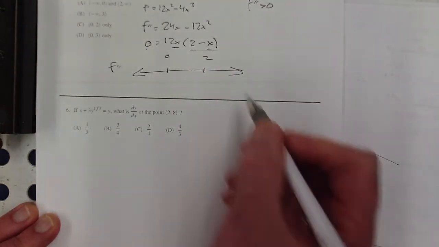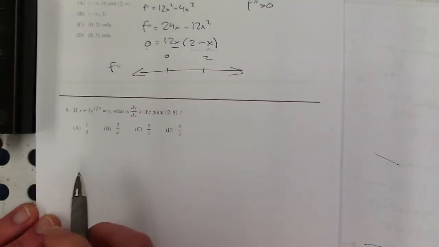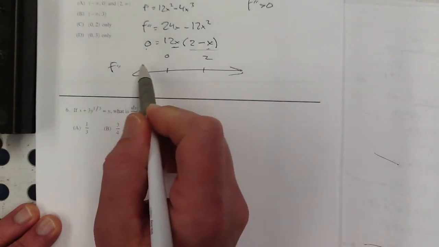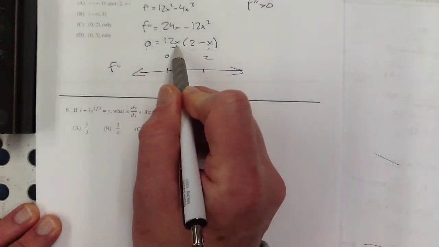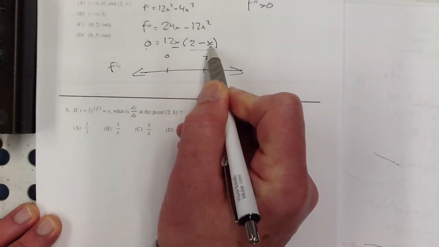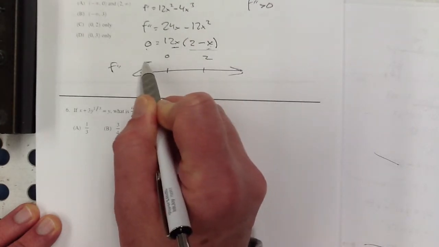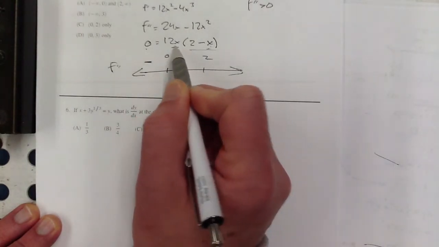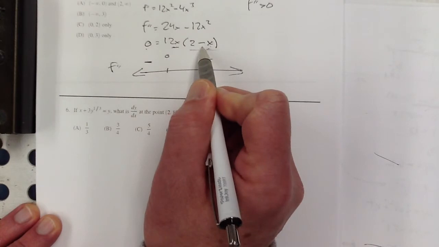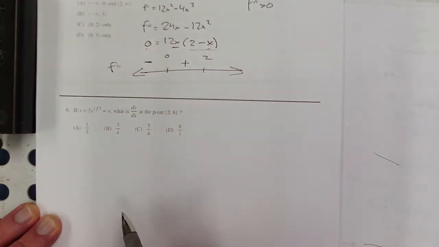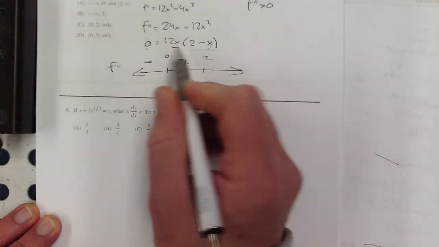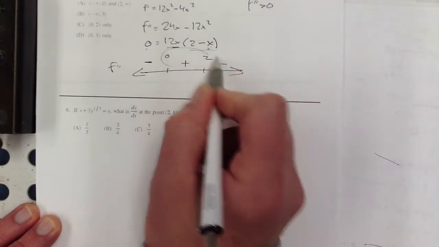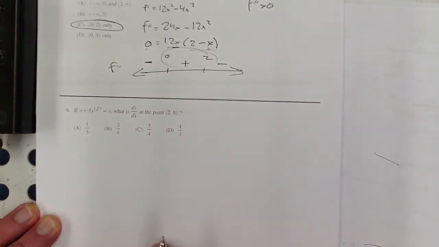And then I would just test some numbers to see where it's positive and where it's negative. If I take like a negative number down here, like negative 1, for example, that's going to be negative. This is going to be positive. If I test a number in the middle here, like positive 1, that's going to be positive. That's going to be positive. And if I test a number up here, that's going to be positive, but this is going to be negative. So concave up from 0 to 2 only.